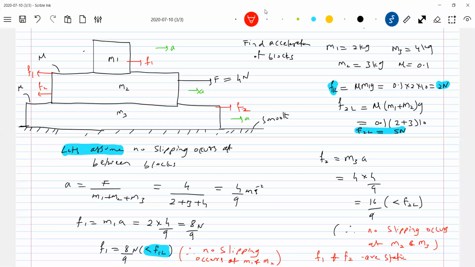So will you justify that a block acted on by static friction should be at rest? No, sir. Actually, relative motion is observed when it is kinetic friction. But we have doubt that static friction's nature is that it adjusts itself. Here also I'll make it 3 Newton. The static friction F2 will again adjust itself to some other value. But block M3 will be at rest. I think that is a totally wrong concept.